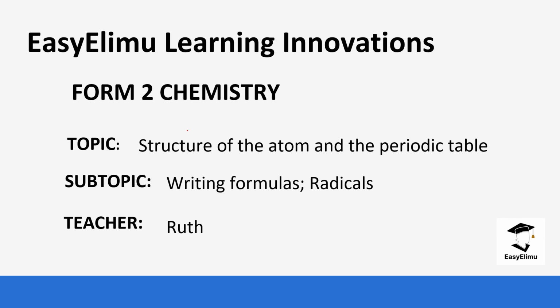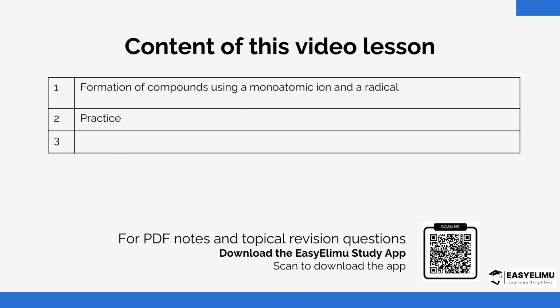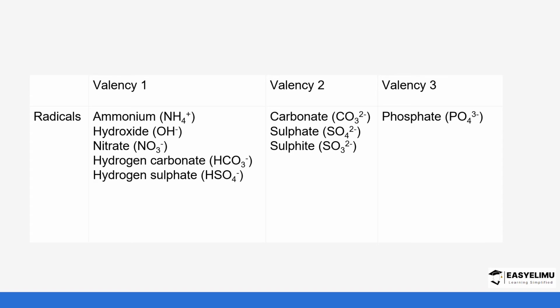My name is Ruth, and today we are going to be looking at the topic structure of the atom and the periodic table. Our subtopic for today is still on writing formulas, but now we are going to form formulas purely from radicals or polyatomic ions. Previously, we talked about forming formulas from the monoatomic ions from the 20 elements and also the transitional elements with radicals or polyatomic ions, so you can check that out. For this lesson, we will purely make it using radicals, and then we will get a chance to practice.